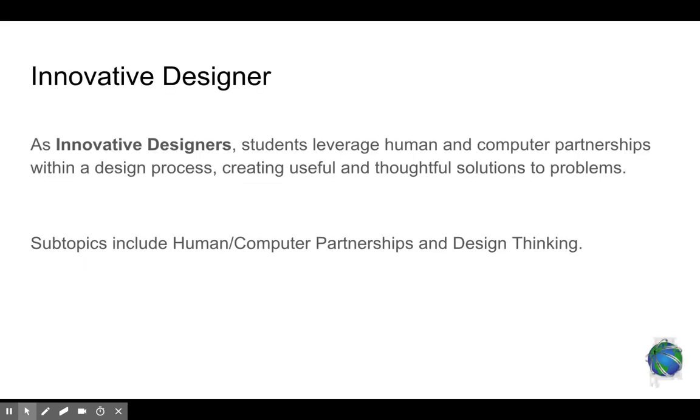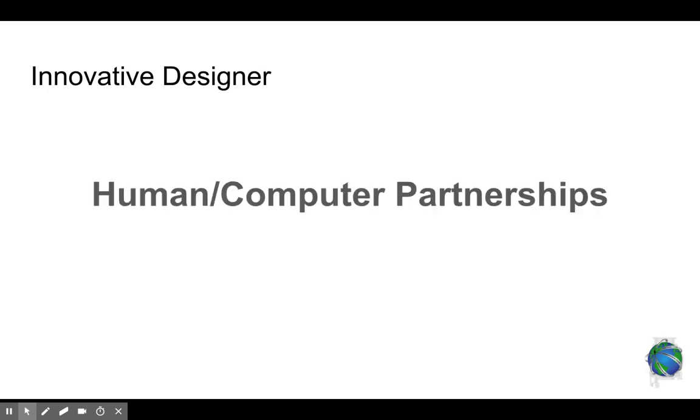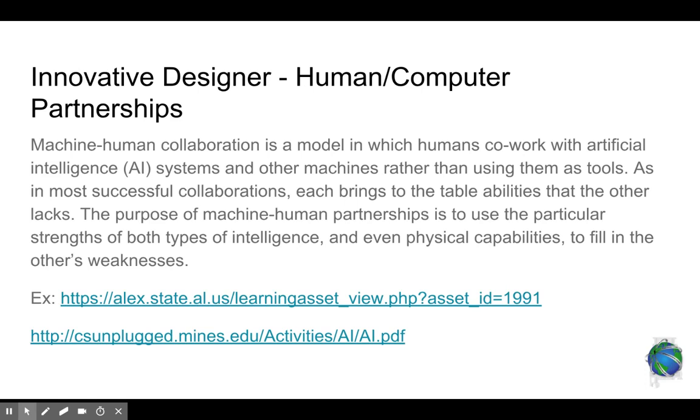Innovative designer. This, of course, is when students are able to look at human and computer partnerships, look at the design process to create useful and thoughtful solutions to problems. So, design thinking and the way humans and computers interact. Human and computer partnerships are very simple. This can be when humans co-work with AI systems or other machines, rather than using them simply as tools. This is collaboration between man and machine. Sometimes these are using the strengths of one to make up for the weaknesses of others.